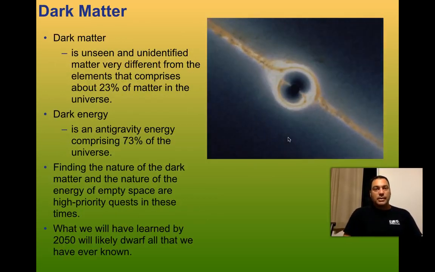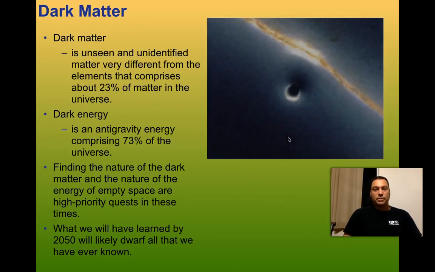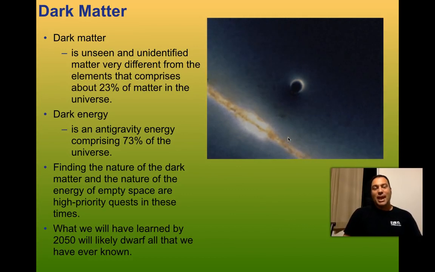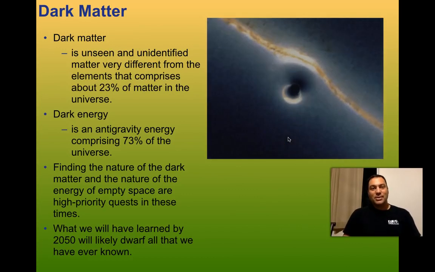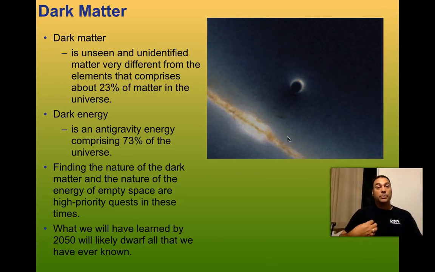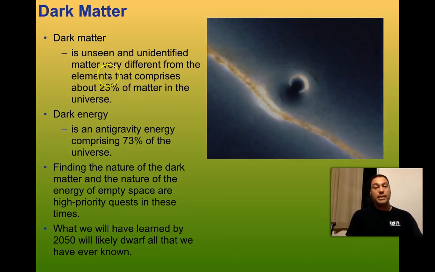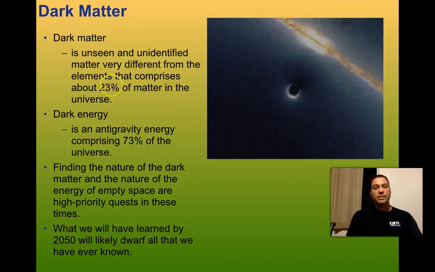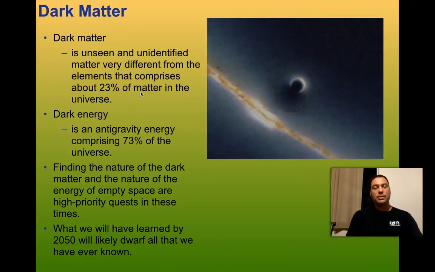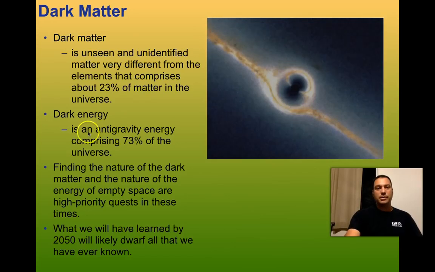In addition to that, it's kind of neat to know something about the stuff called dark matter, right? So we've got all matter. We've been talking about these compounds, antimatter. Dark matter is something that is of a totally different nature. So what is dark matter? Well, dark matter is unseen and unidentified matter that is very different from the elements that comprises about 23% of the matter in the universe. Okay? That's a large amount of material that we know nothing about.